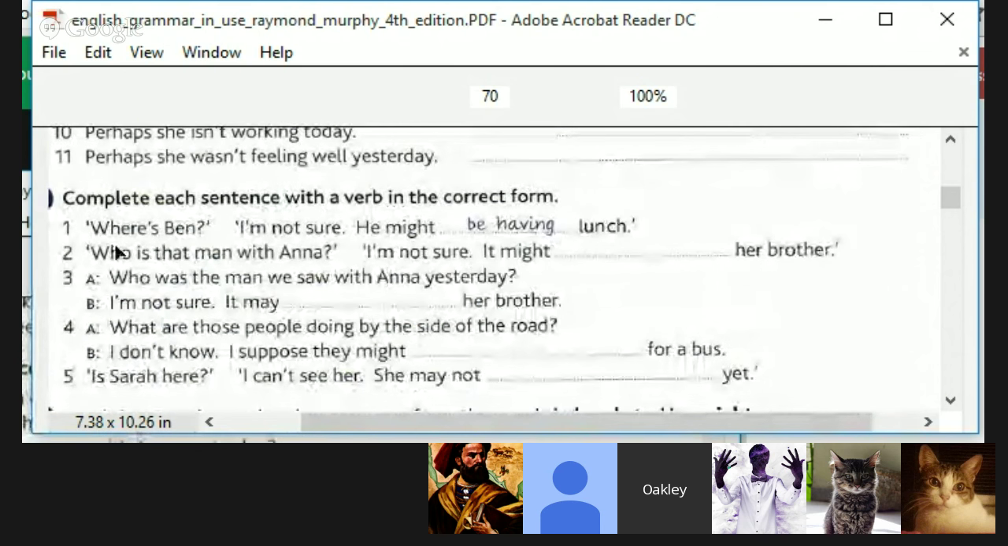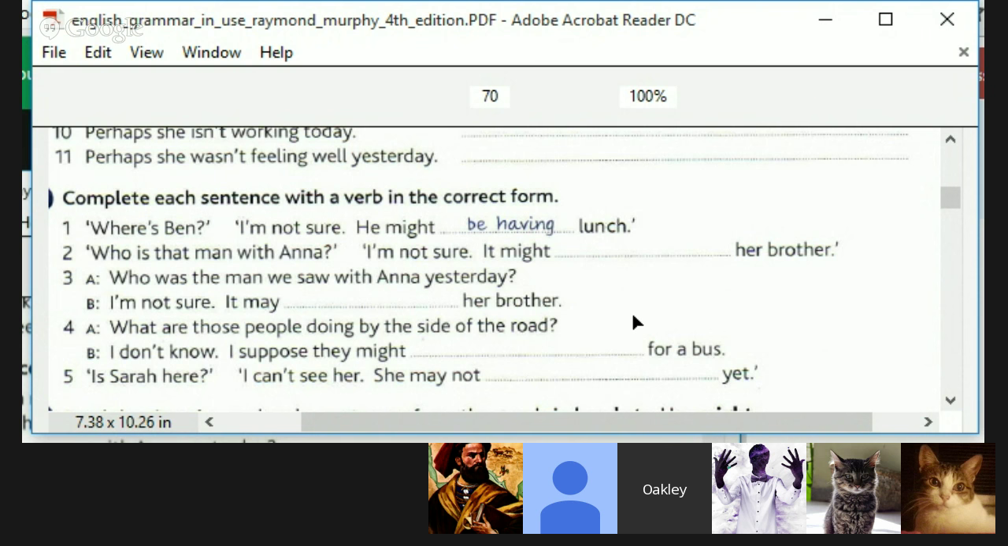Okay. Next set of exercises, complete each sentence with a verb in the correct form. Where's Ben? I'm not sure. He might be having lunch. Okay, so the mights and mays are already there, but you have to figure out the form. Okay. David, back to you, number 2.